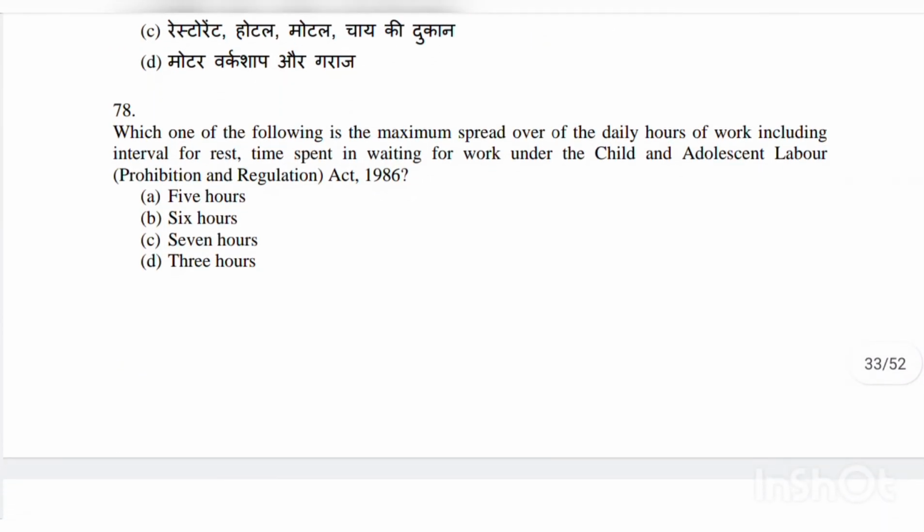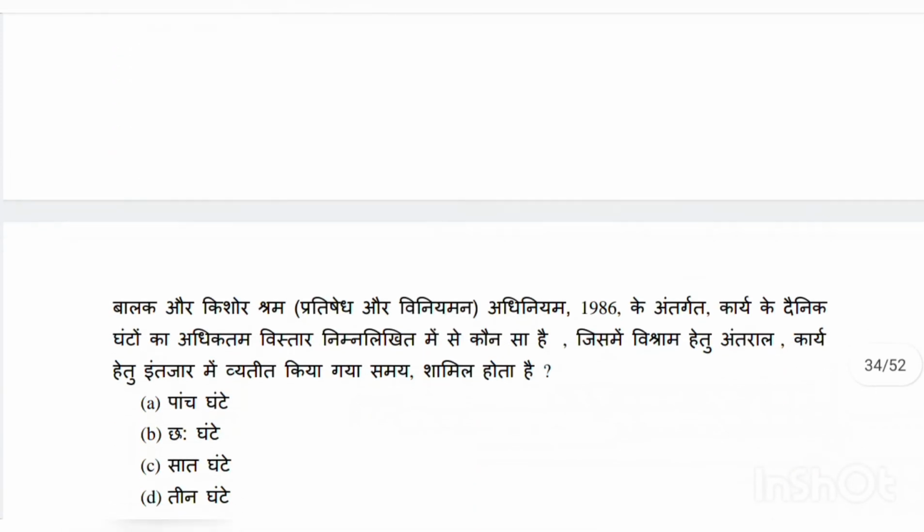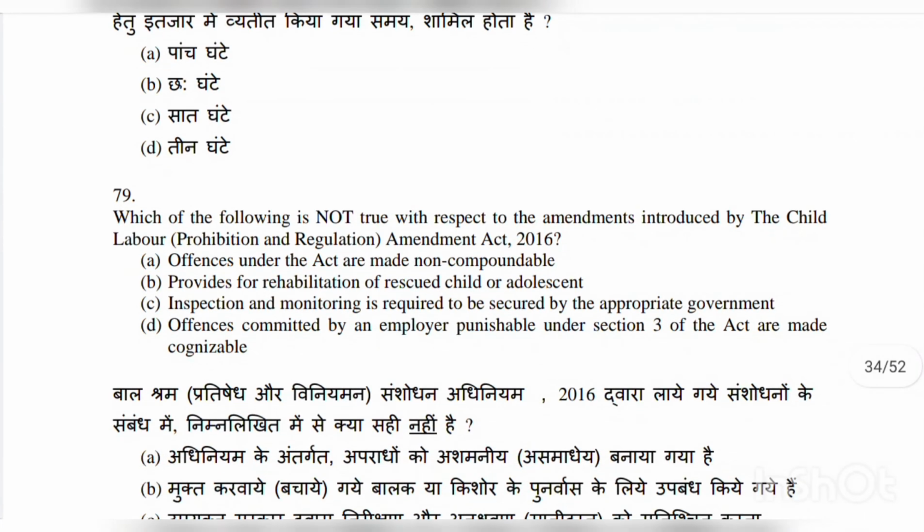78. Which one of the following is the maximum spread over of daily hours of work, including interval of rest and time spent in waiting for work under the Child and Adolescent Regulation 1986? That is B, 6 hours. Which of the following is not true with respect to amendments introduced by the Child Labour Prohibition Regulation Amendment Act 2016? Offences under the Act are made non-compoundable.